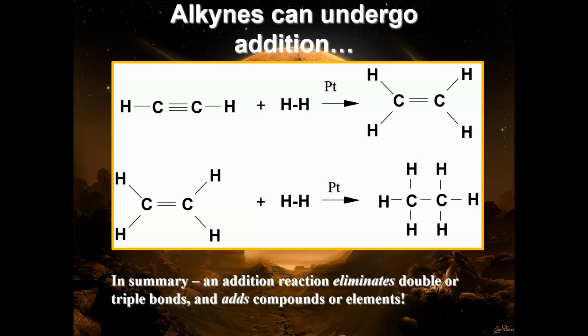So not only can alkenes undergo addition, alkynes can as well. When we are looking at alkynes, similarly to what we just did, we're going to break that triple bond and add in, and then we can break that double bond and add in. So eventually we're working our way down into all single bonds. So when we're talking about an addition reaction, we are eliminating double or triple bonds and we are adding elements into that system.